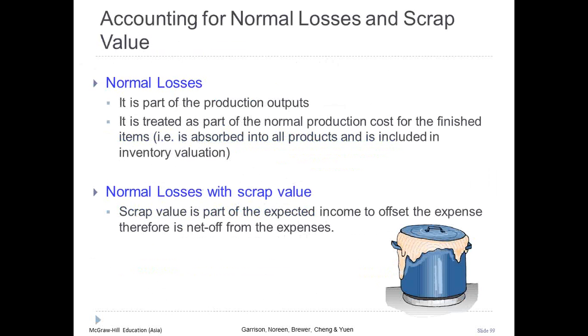How do we value and treat different losses in process costing calculations? Well, normal losses are part of the production outputs, and are treated as part of the normal production costs for the finished items, such that they are absorbed into all products and included in inventory valuation. In normal losses with scrap values, the scrap value is part of the expected income to offset the expense, therefore it is netted off from the expenses.